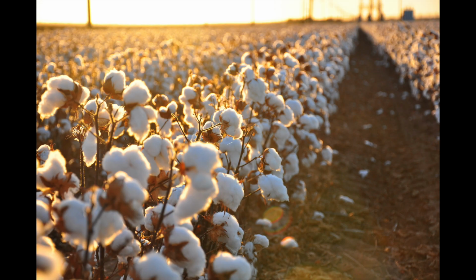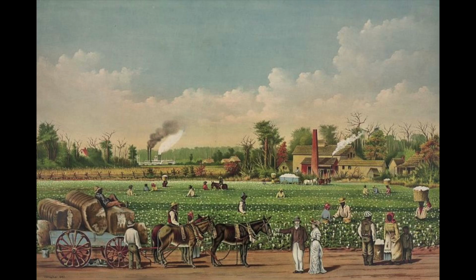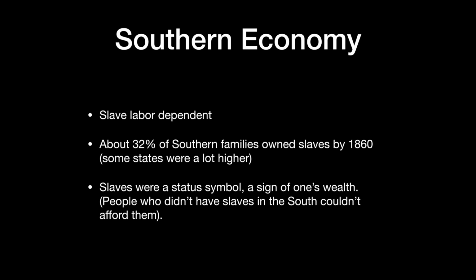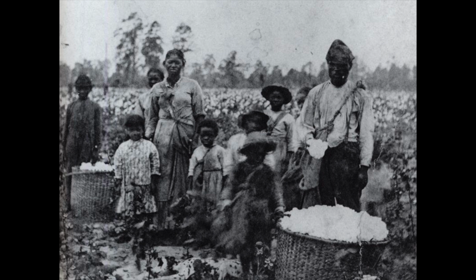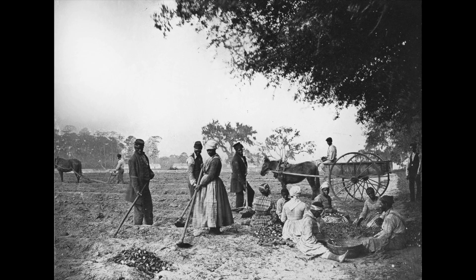Cotton was so key to the southern economy that it is often referred to as King Cotton. In fact, cotton was so profitable that some of the world's very first millionaires were southern cotton planters. Now, these southern plantations, unlike northern factories, were dependent upon slave labor in order to produce their crops. And although the majority of white Southerners did not own slaves, slave labor was the backbone of the Southern economy.